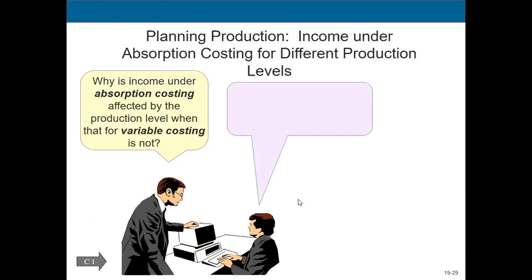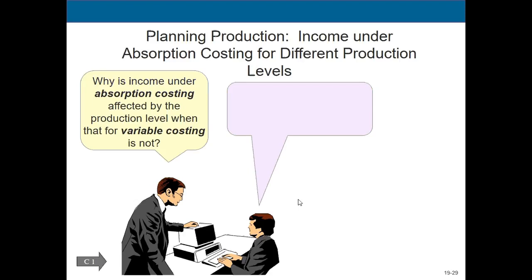So, income under absorption costing for different levels of production. This graph cracks me up. This is probably the funniest graphic I've ever seen in any of the McGraw-Hill slides. Okay, let's just go through this and I'll tell you why it's funny. This guy on the left says, why is income under absorption costing affected by a production level when that for variable costing is not?